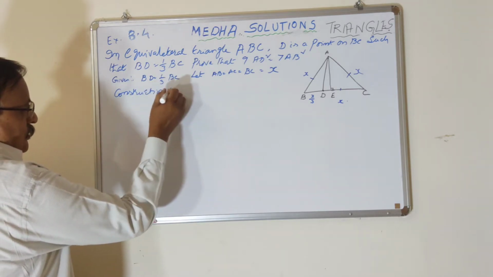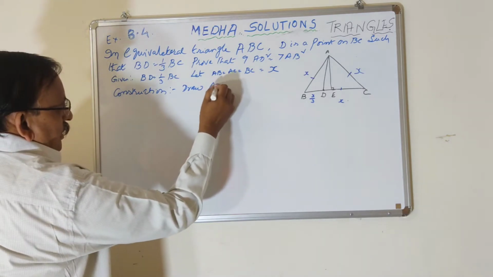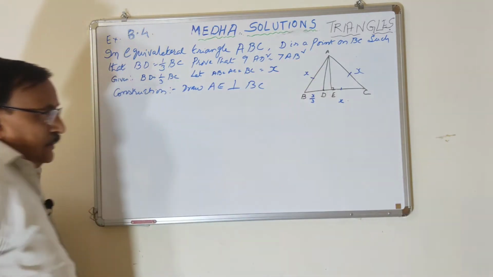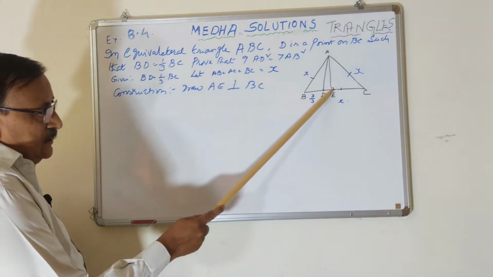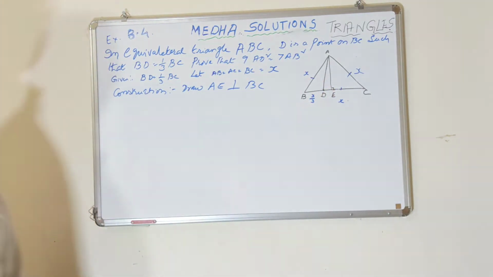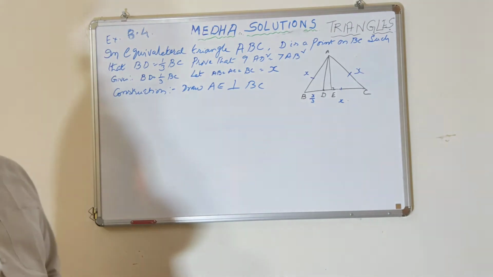Construction means draw AE, the altitude perpendicular to BC. See, in an equilateral triangle, the altitude bisects the base at this point, and it is also 90 degrees on both sides. So the AE line is the perpendicular bisector of BC, because the altitude in an equilateral triangle is like that.